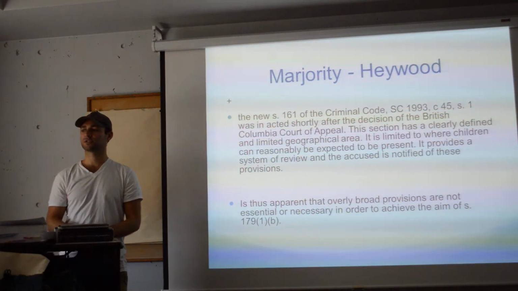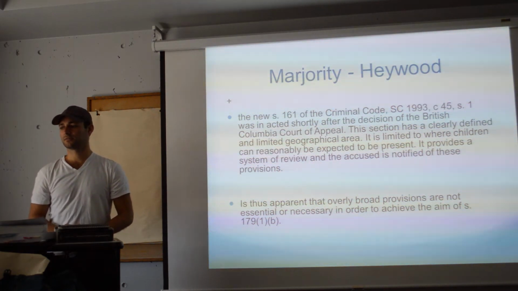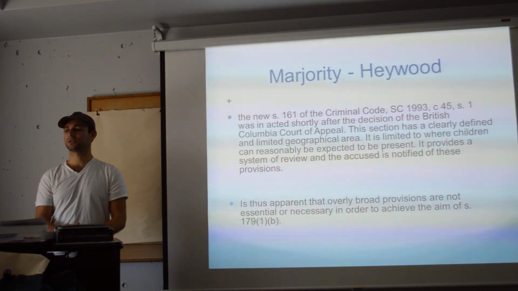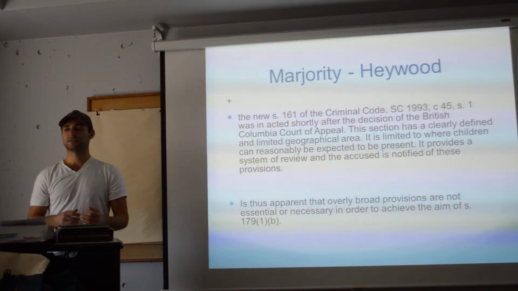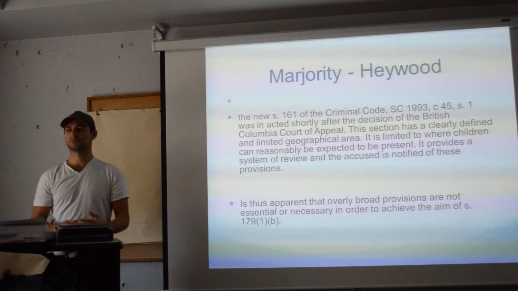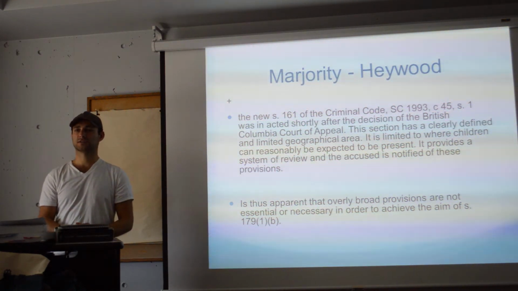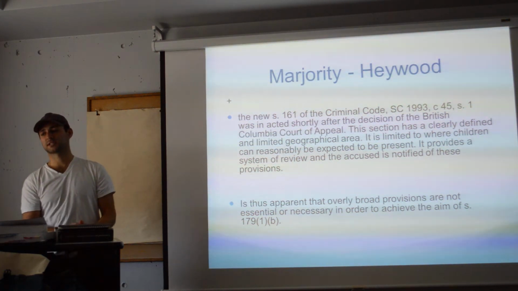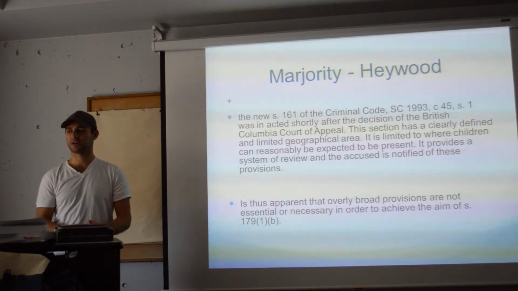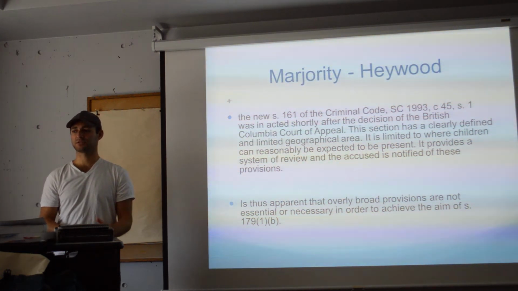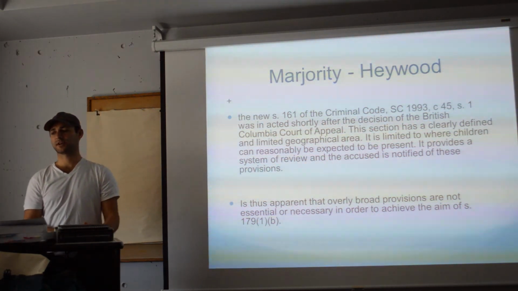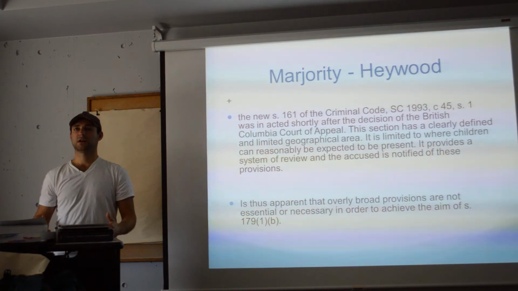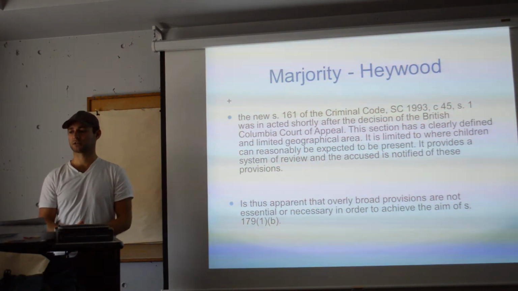Also, there's a new section 161 of the Criminal Code that was enacted shortly after the case was decided by the British Columbia Court of Appeal. And there are clearly defined geographical limits. It's limited to where children can reasonably be expected to be, provides a system of review for the accused, and they need to be notified of the provisions. So there are obviously less intrusive means for achieving the state objective.